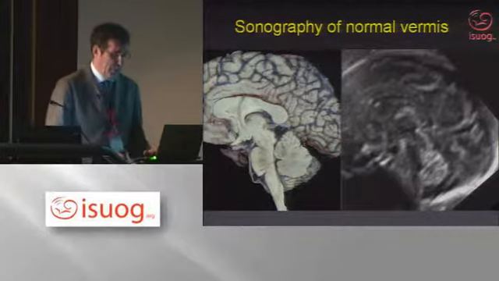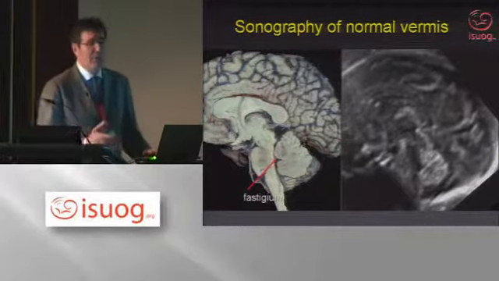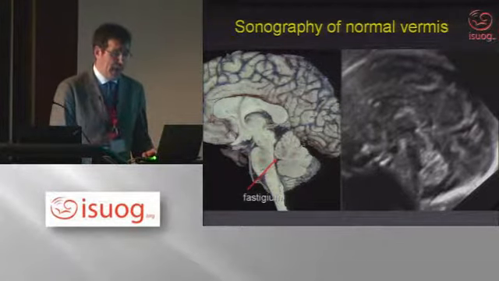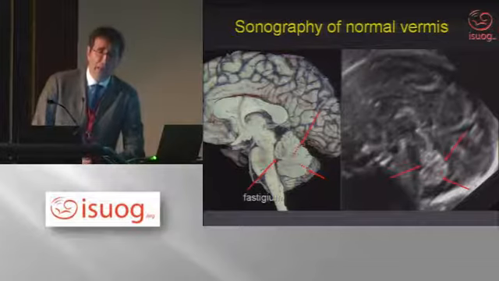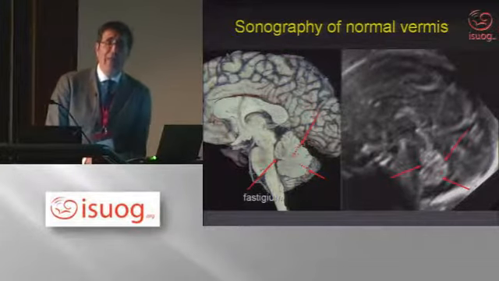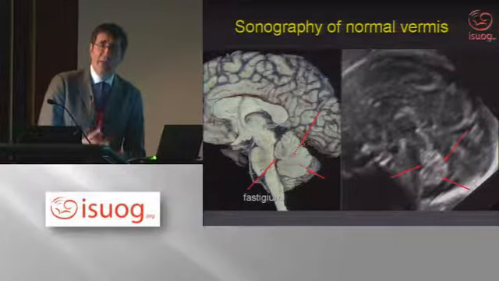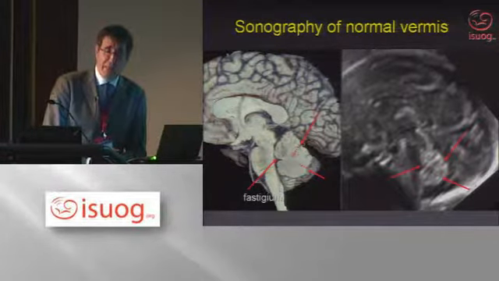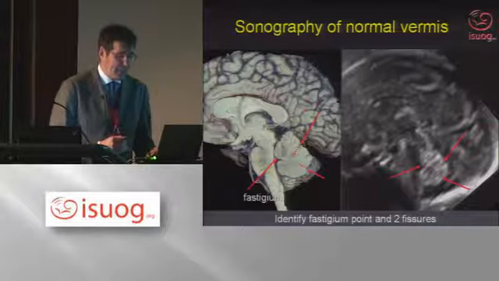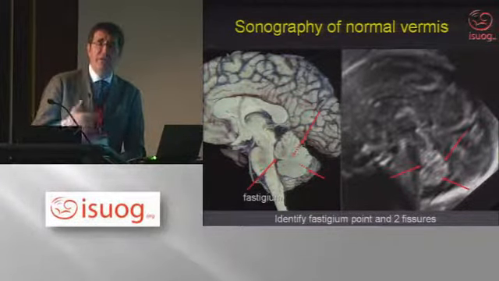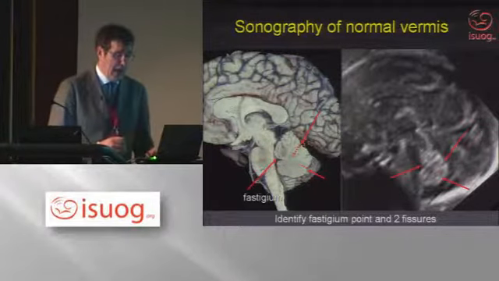How do we do it? Well, it is difficult, as I told you, but if you can demonstrate the fastigium and the two fissures, then you are relatively sure that the vermis is intact, or at least that there is such a small degree of hypoplasia that it is probably not going to matter really. Identify the fastigium point and two fissures. That gives you the greatest level of assurance.